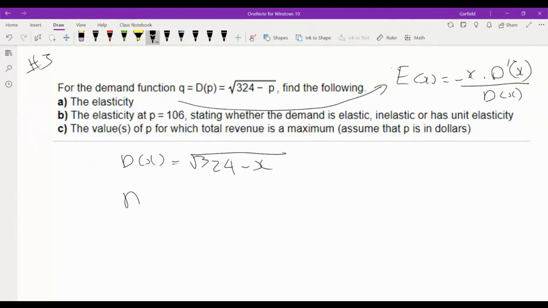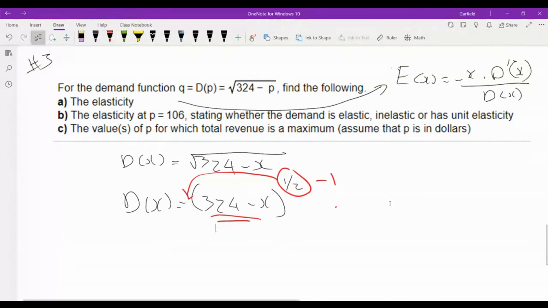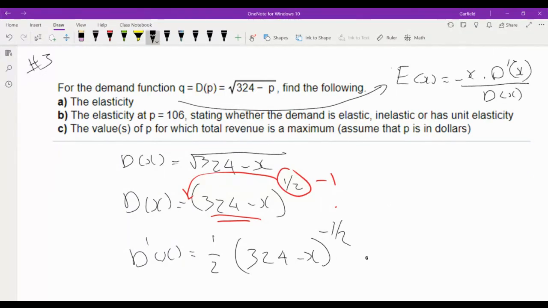Now, this is going back to some real old school rules. First, we have to convert this to exponential form, so that it's to the power 1/2. And now we're going to apply the chain rule to it. So we're going to take the 1/2, if you recall, multiply by it, subtract 1, and then multiply by the derivative of the inside. So d prime of x is equal to 1/2 times 324 minus x to the negative 1/2, because we subtract 1 from the exponent, times the derivative of the inside, which is, what's the derivative of the inside?